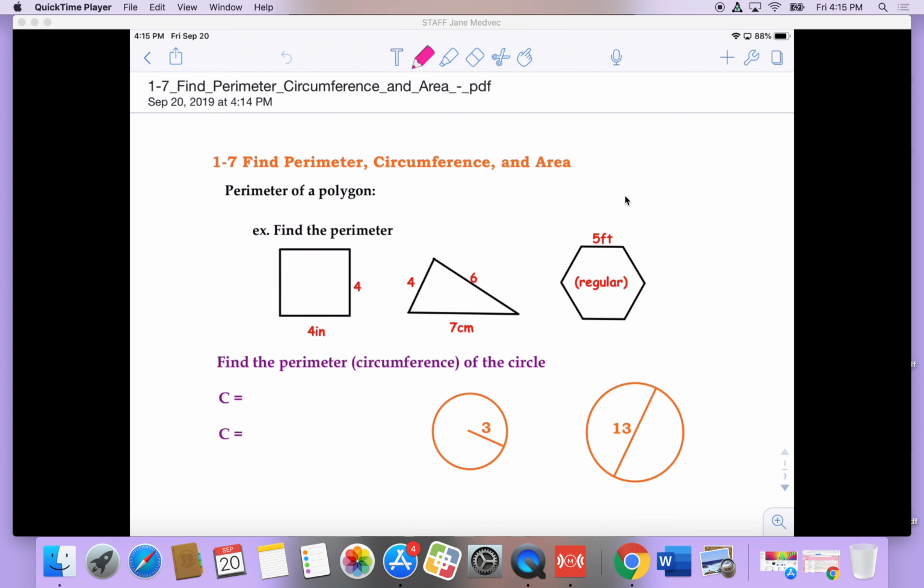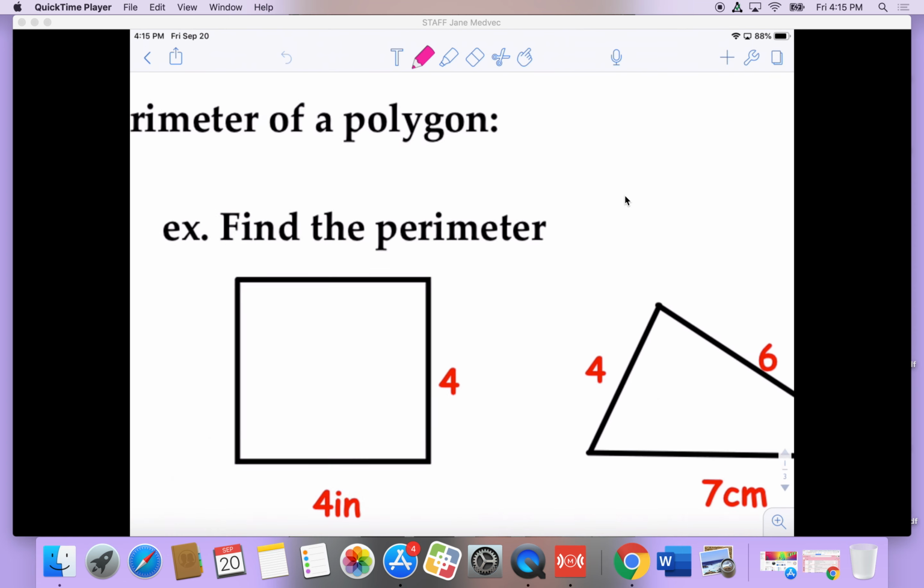We're going to look at Chapter 1, Section 7. Primarily what we're going to look at is the perimeter, circumference, and area of different figures. So first of all, the perimeter of a polygon. Remember, a polygon has straight sides, they're closed figures, and so they're going to look a little bit different than, say, a circle. A circle has nothing straight about it. It has circular sides.